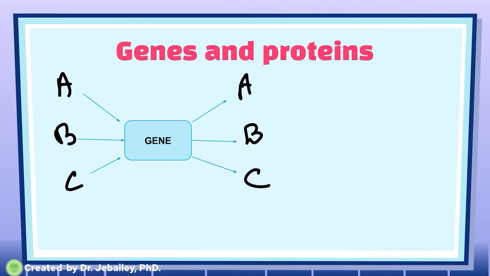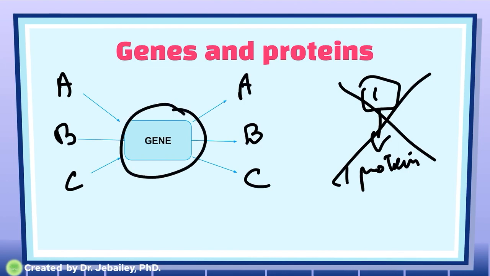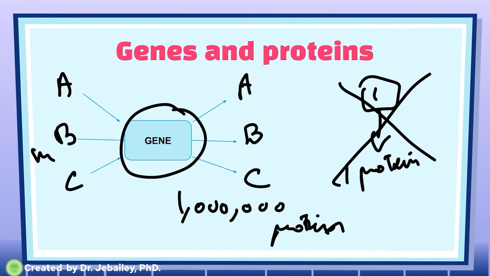So it's not the idea that one gene can only produce one protein. That is not true. Okay, it's not one gene, one protein. That one gene right here can produce millions of different types of proteins. Why? Because it's exposed to millions of triggers. So depending on their stimuli, that's what's going to tell the gene what is going to come out of it.